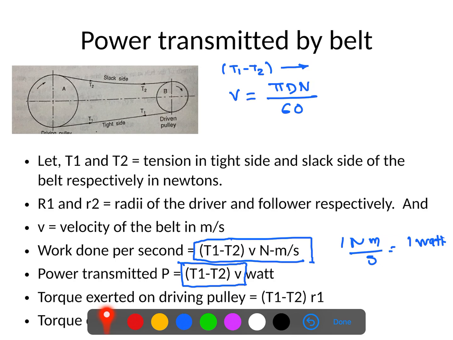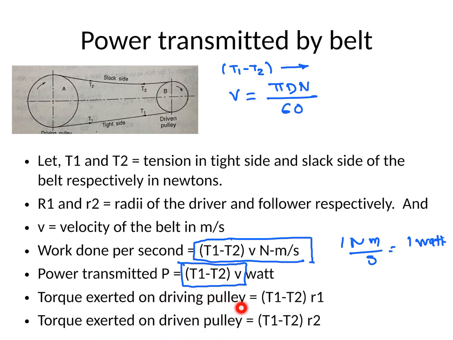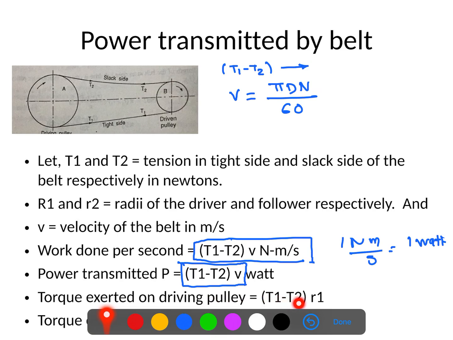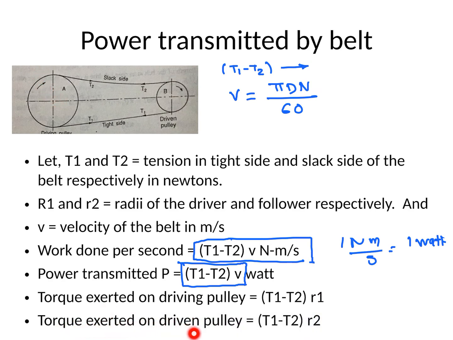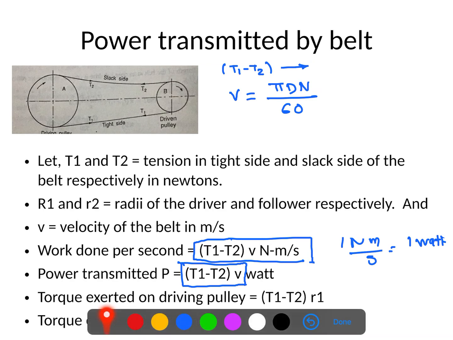So from this we can easily consider that the torque exerted on the driving pulley is equal to T1 minus T2, that is the force, multiplied by R1, the radius of the driver pulley, and the torque exerted on the driven pulley is equal to T1 minus T2 into R2.